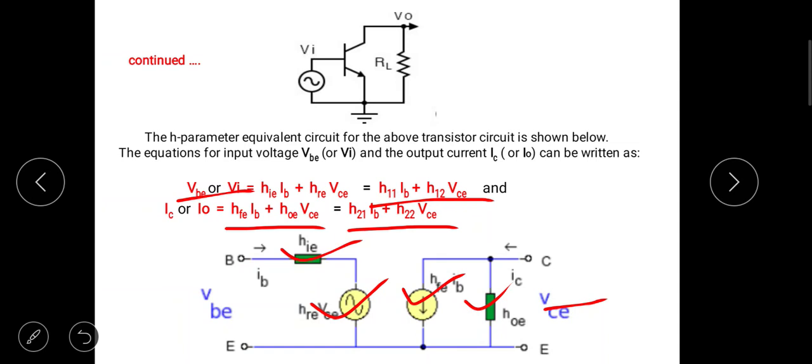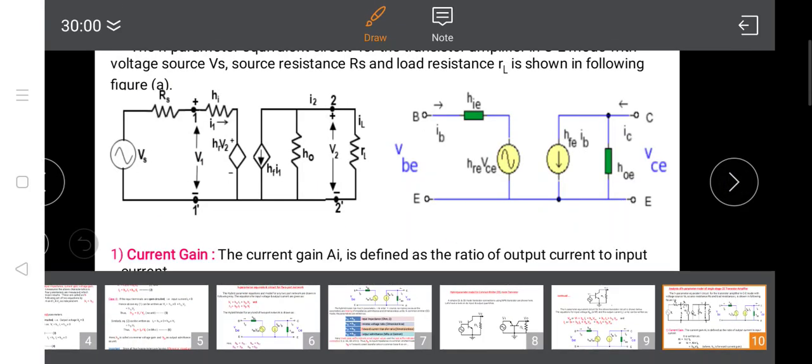Now hereafter we have to derive expressions to analyze this particular circuit, and those equations we will discuss in the next slide. So we should stop here.